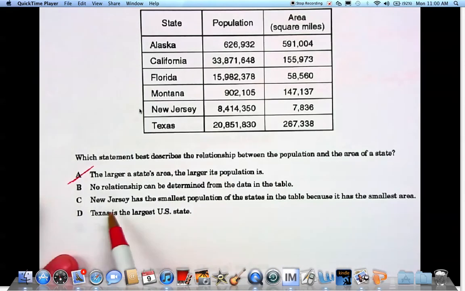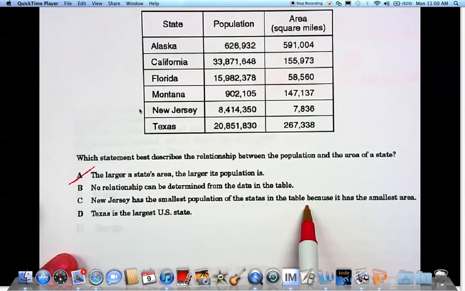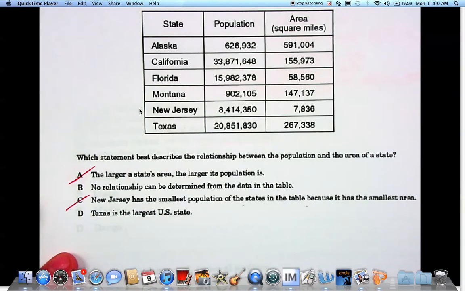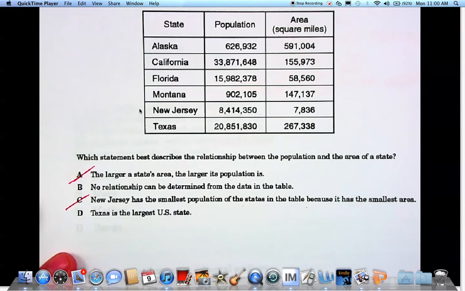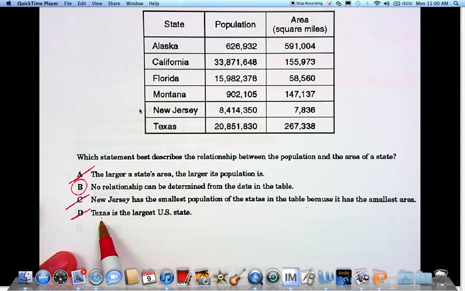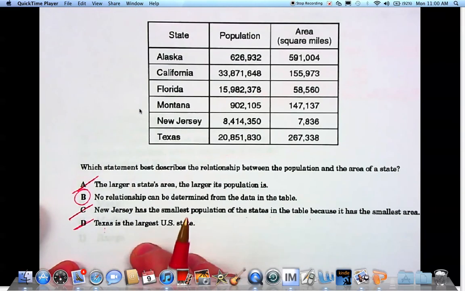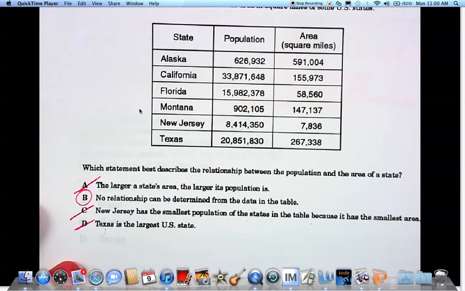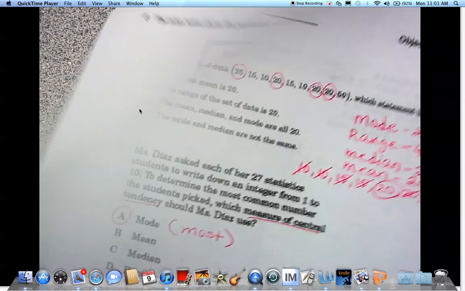How about New Jersey has the smallest population of the states in the table? No. Texas is the largest U.S. state. It was before we got Alaska, but it's not anymore, is it? You wouldn't believe how many people picked this last one. Be careful. They could just look at the chart. Well, they don't look at the chart. They go, oh yeah, Texas is the largest U.S. state. So you've got to be careful. Look at the chart.